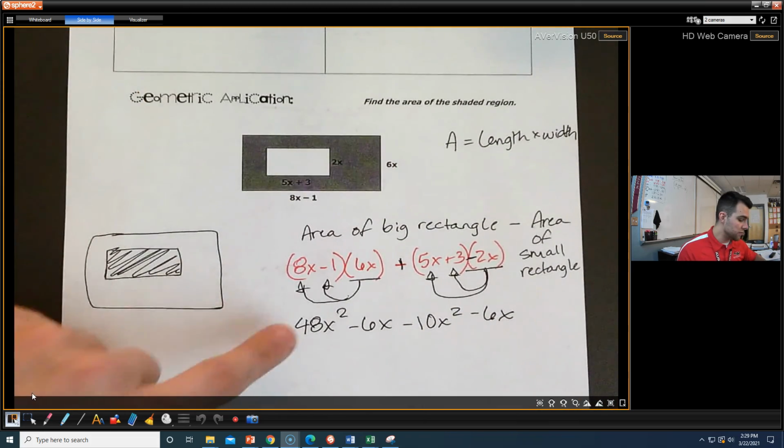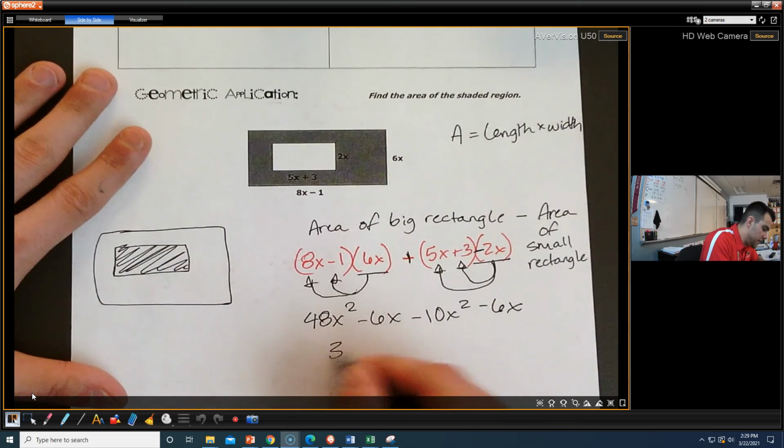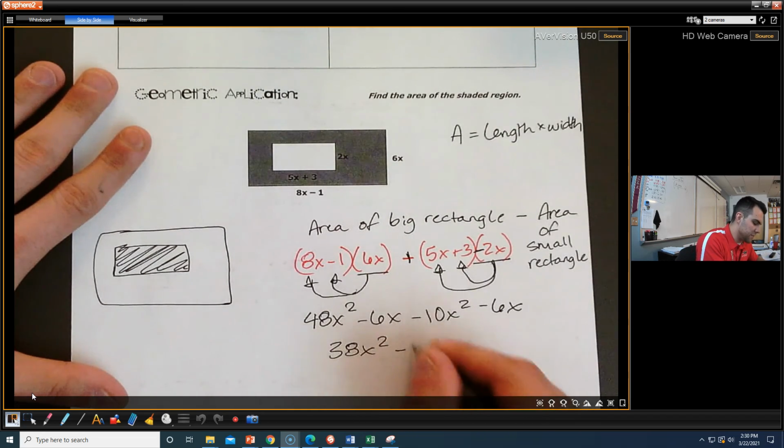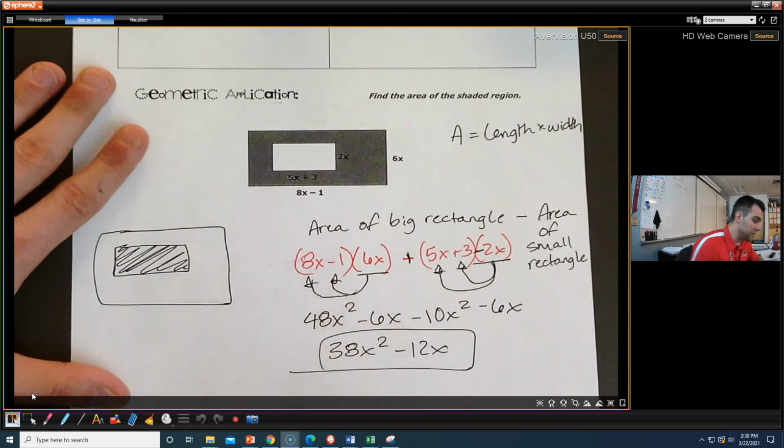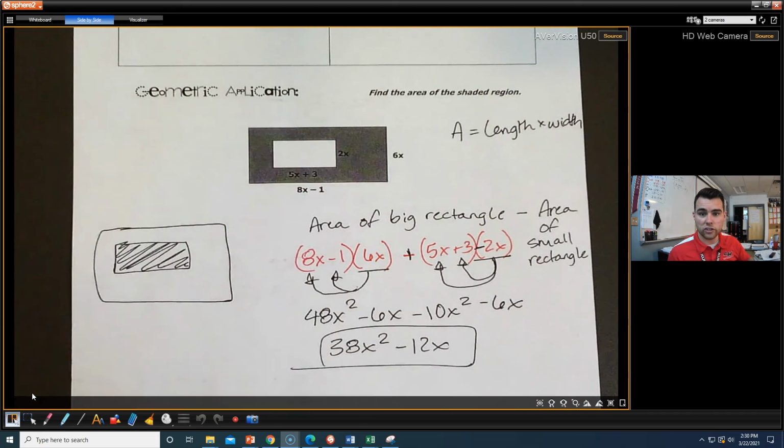Combine like terms. 48 minus 10 is 38x squared. And negative 6x minus 6x is minus 12x. And that would be the area of the shaded region around this place.